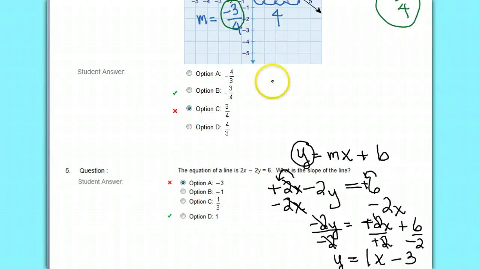Okay, so now if you look up at the general equation of the line, there's your slope. It's always sitting right there in front of the x. And so if I look down here at my equation, there is that number right in front of the x, the coefficient. And so that is my slope.